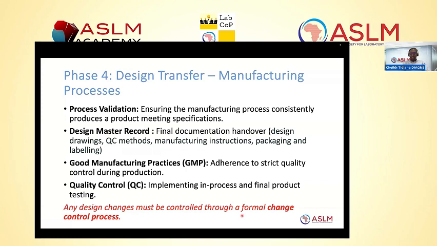But these are just documents. How do you ensure that people will use the documents very efficiently? You need to do that by adhering strictly to quality control during production. You need to implement a very strong quality control process. They can be in-process control or control of your final product. And at this stage, any design changes must be controlled through a formal change control process. Because your design is frozen, you have a product that now goes through full manufacturing. All changes need to be handled by the change control process.